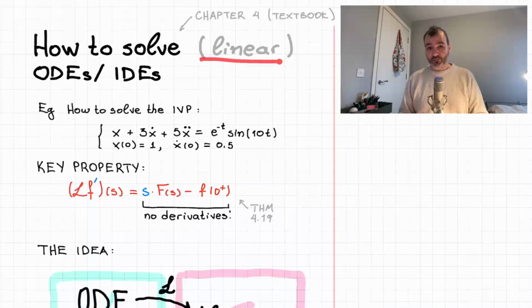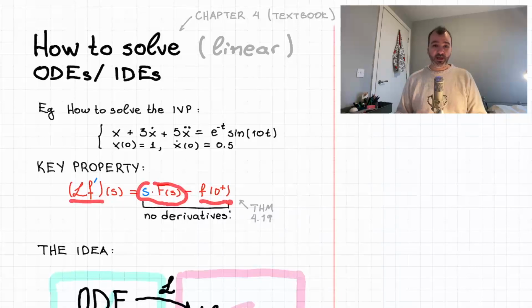Also, I should say we're focusing on linear ODEs and IDEs. We'll solve these equations using the Laplace transform. A key property we'll be using is this over here. When you apply the Laplace transform to the derivative of a function f, then the derivative disappears. If you like, when you have a derivative here, it becomes multiplication by s. The Laplace of f prime is s times the Laplace of f minus the function f at time 0. And there are no derivatives here. This is theorem 419 in the textbook.